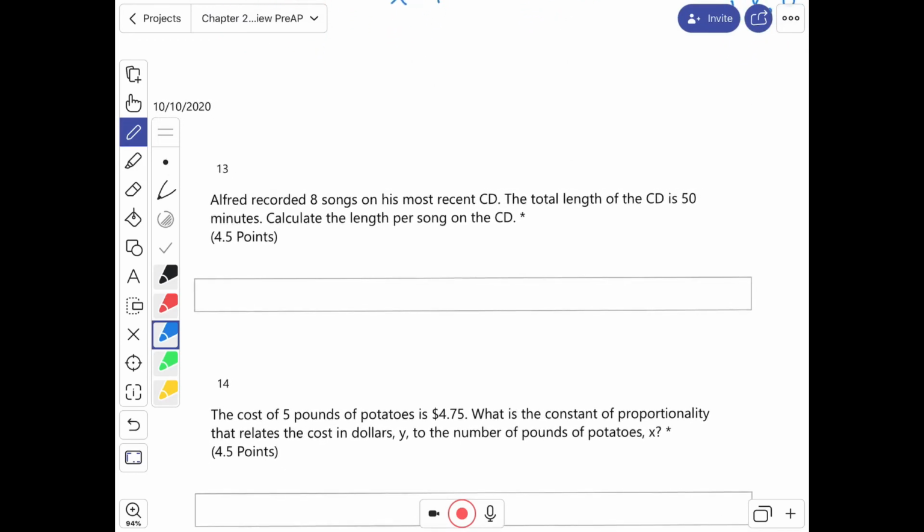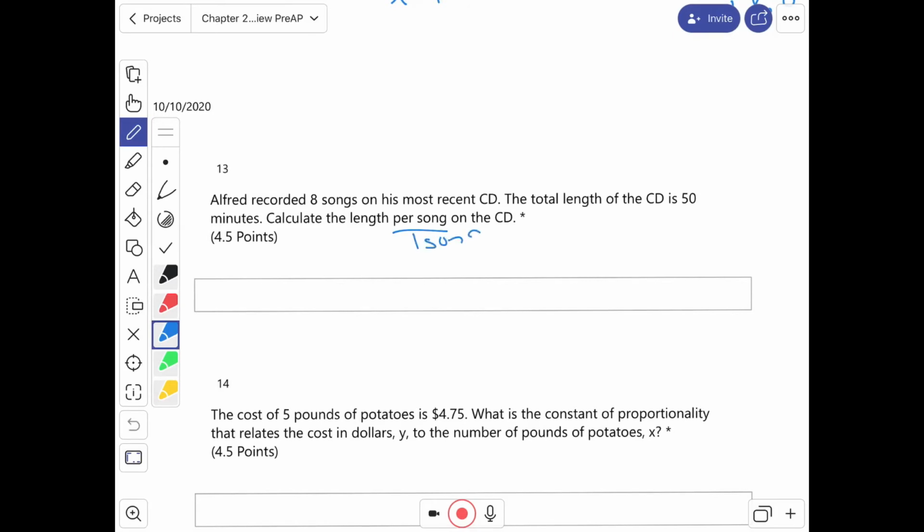Next question. Alfred recorded 8 songs on his most recent CD. The total length of the CD is 50 minutes. Calculate the length per song on the CD.